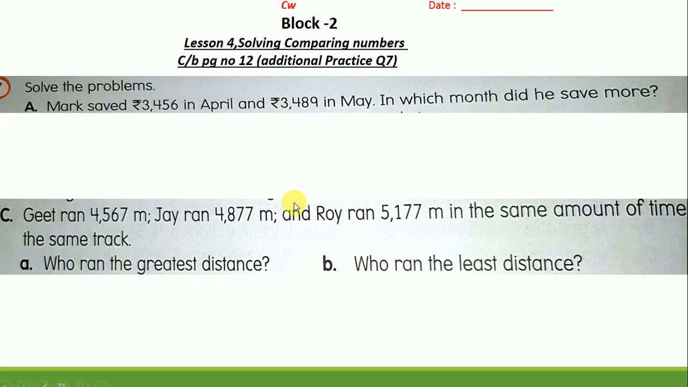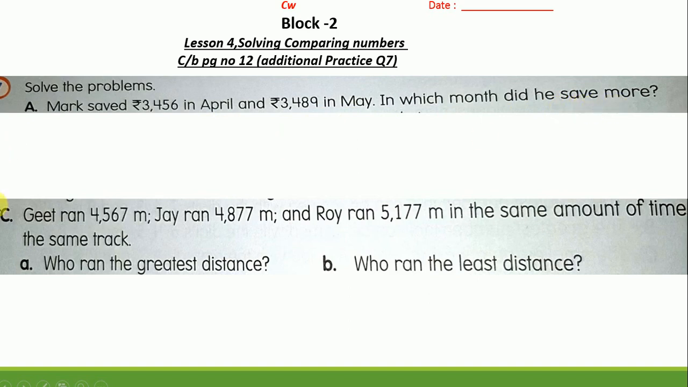Now let us see some more questions from the content book, page number 12, additional practice questions. Question number 7. Solve the problems. Question A is given there. Mark saved rupees 3,456 in April and rupees 3,489 in May. In which month did he save more?